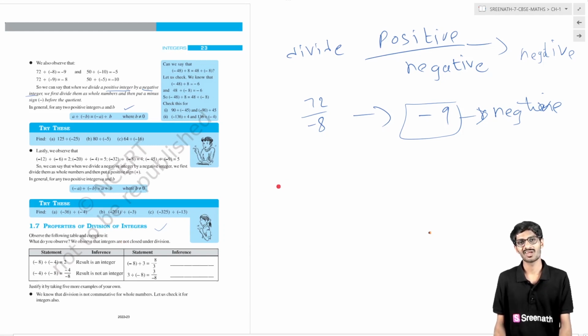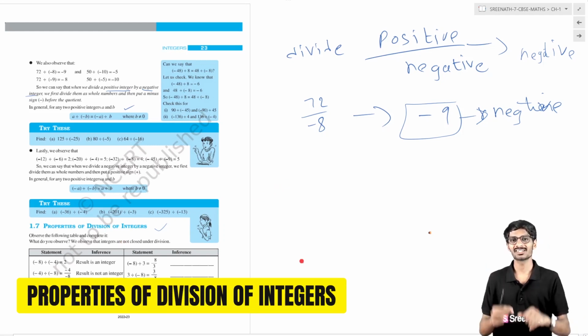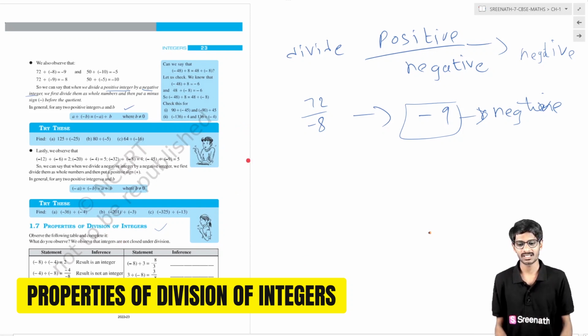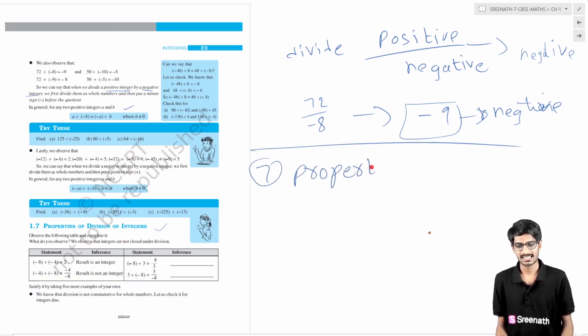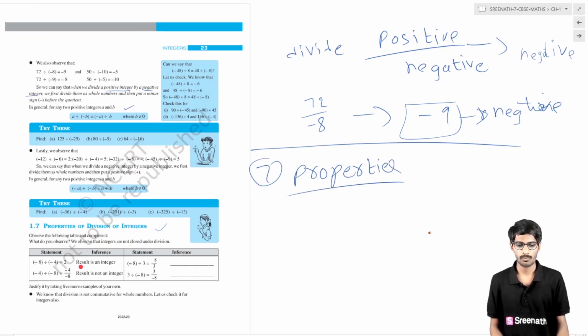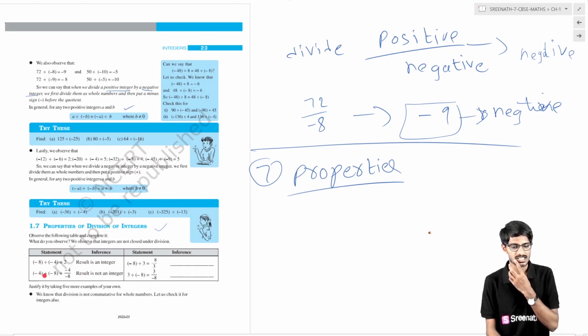Next, we have completed 6 topics. We have entered into the 7th topic, which is nothing but properties of division of integers. What are the properties?